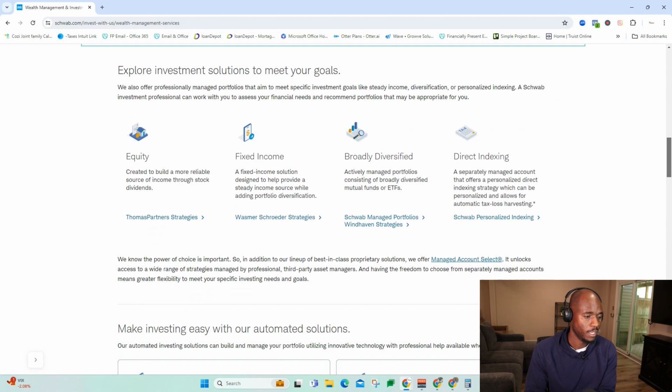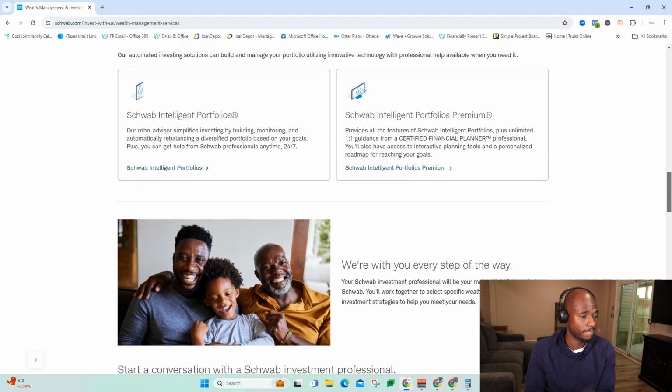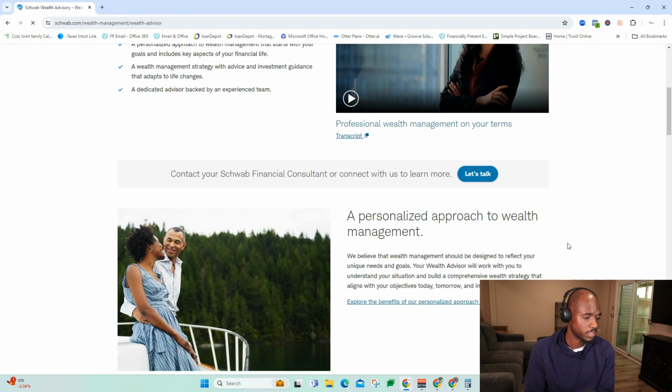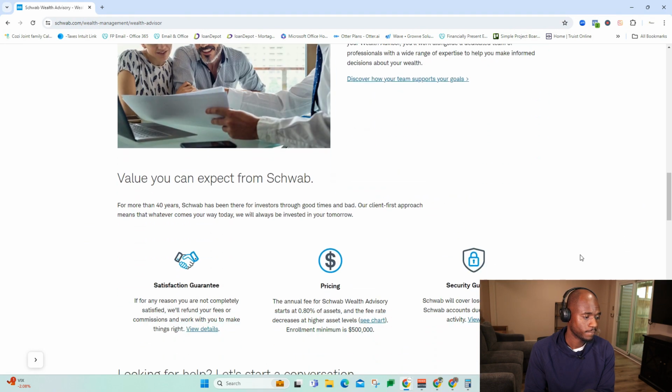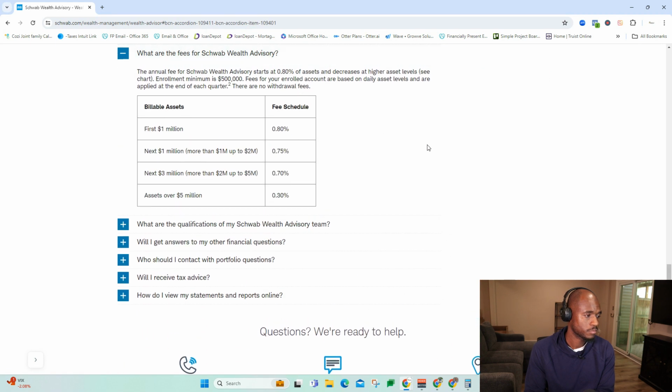Okay, and the way it works with investing is the more money you have, the cheaper the fees are. Okay, so if we go into the Schwab Wealth Advisory, we're going to take a look at the pricing. The more you have, the better. So up to your first million, you're still going to pay 0.8%. It only starts to drop after that. Okay. The lowest you'll pay as far as managed services is 0.3%, but you have to have 5 million or more in order to get that.